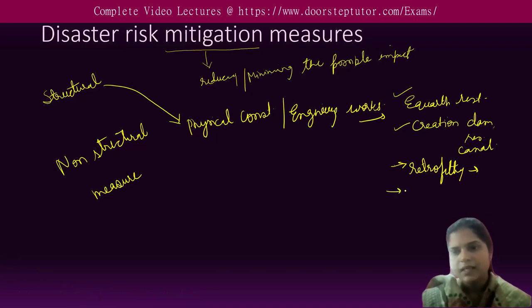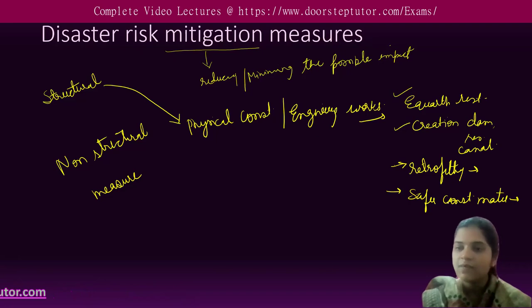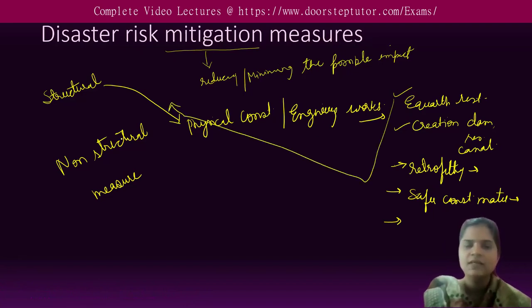Then we can use safer construction materials, like in earthquake prone or landslide prone zones. If we are using heavy and hard materials, the impact will be massive. But if we are using safer and lighter materials for construction, then we can minimize the impact to a certain extent. And we have to follow the particular codes and guidelines to create any kind of infrastructure, taking care of hazard prone zones. So these measures can be classified under structural measures.